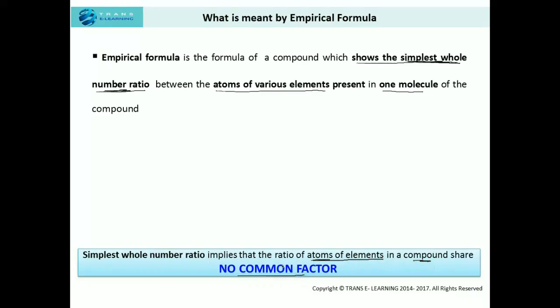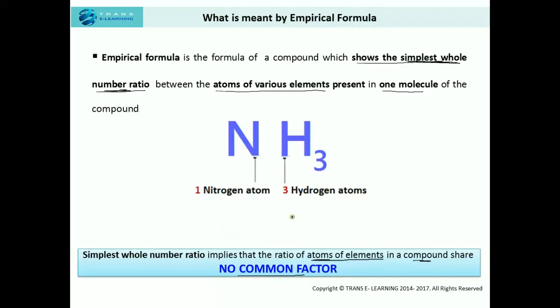What is meant by no common factor? This can be understood with the help of an example. Let me take an example of ammonia. Here we have an ammonia molecule which consists of one nitrogen atom and three hydrogen atoms. These subscripts represent the ratio of the atoms of elements in a compound. So that means we have one nitrogen atom and three hydrogen atoms. We have the ratio of 1:3 in this case. Now, what is meant by no common factor?